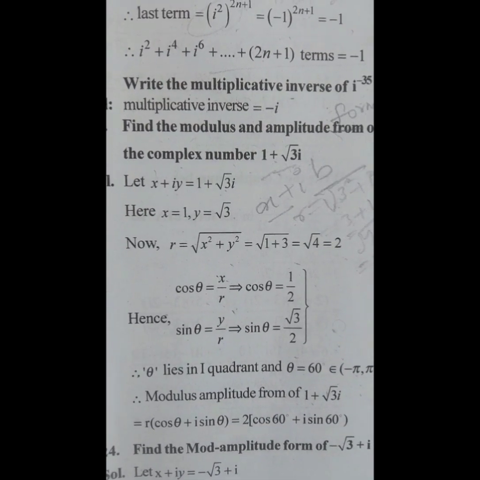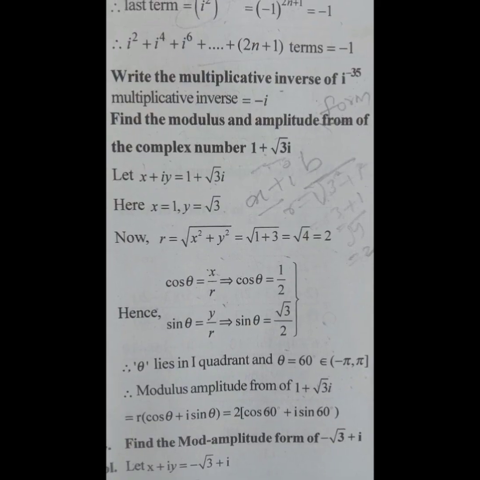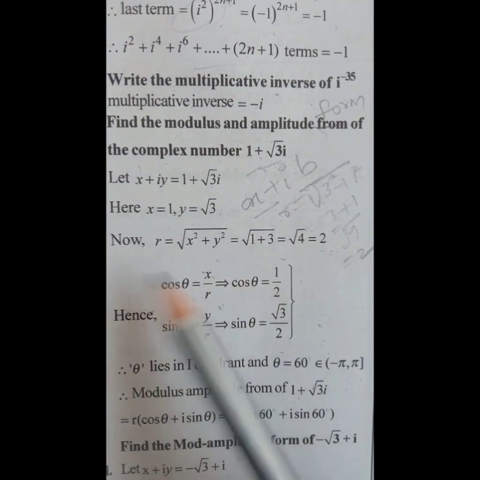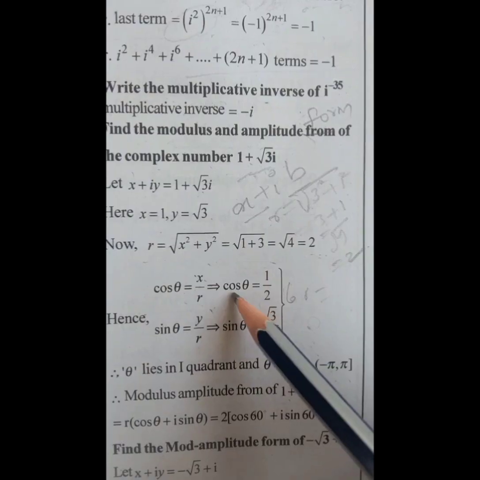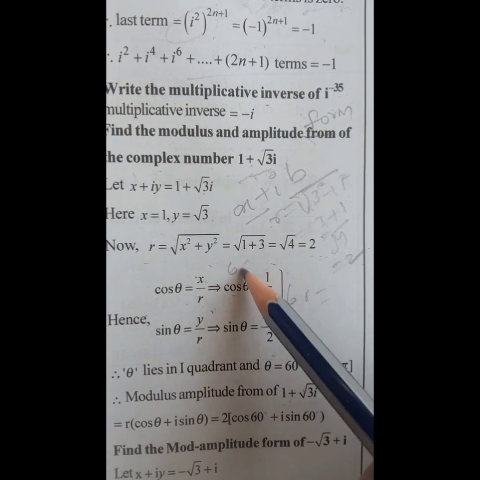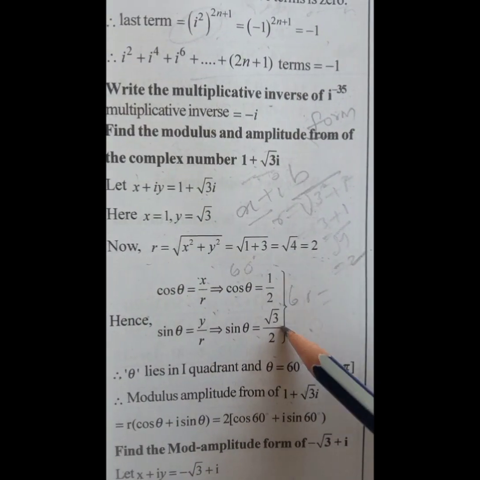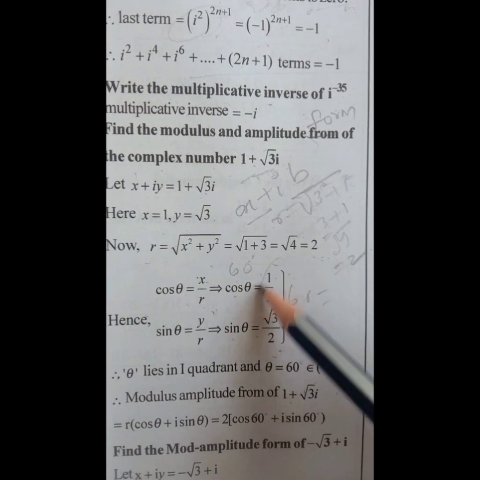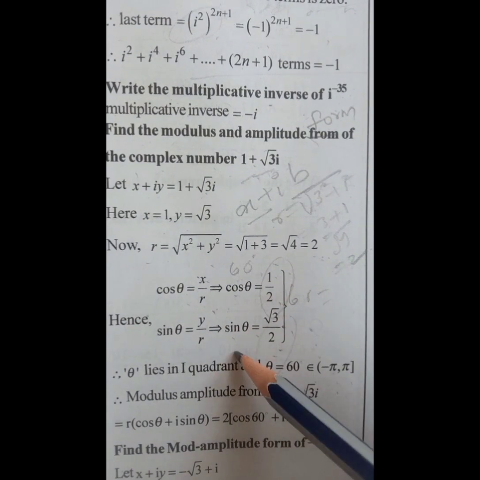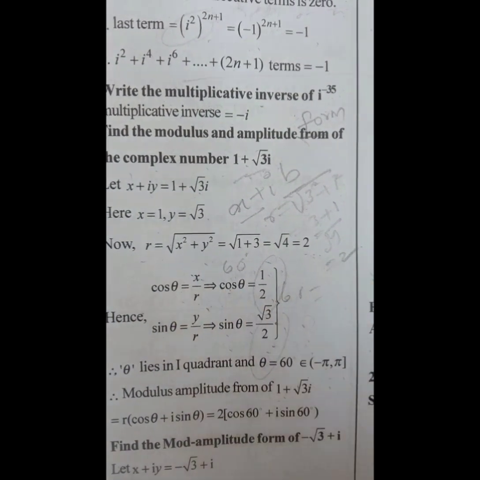Modulus amplitude form of 1 plus root 3i. The formula we take is r into cos theta plus i sin theta. r term is 2 because we got 2 as the r value. 2 into cos 60 plus i sin 60. For cos 60, cos theta equals 1 by 2. In case of 60 degrees, cos 60 is 1 by 2. For sin 60, also root 3 by 2. So sin theta and cos theta lie in first quadrant. Both are positive.